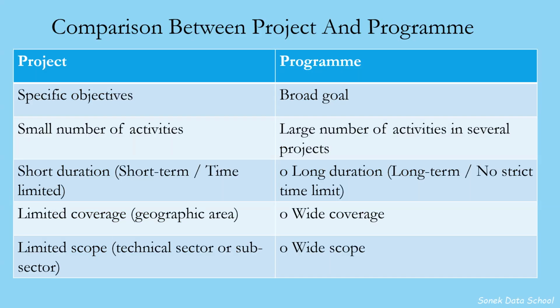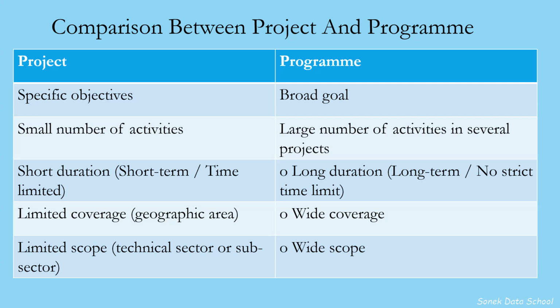So, in summary, we can say a project has specific objectives, a program has broad objectives. A project has a small number of activities. A program has a large number of activities in several projects. So why does a program have several activities? It is because it combines the small number of activities in projects to make up the program.